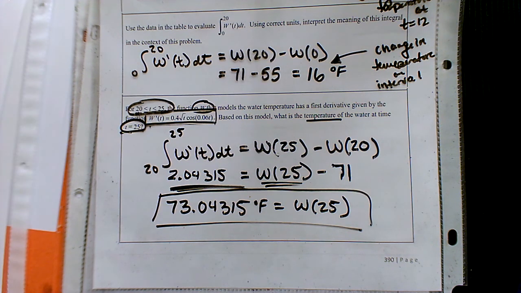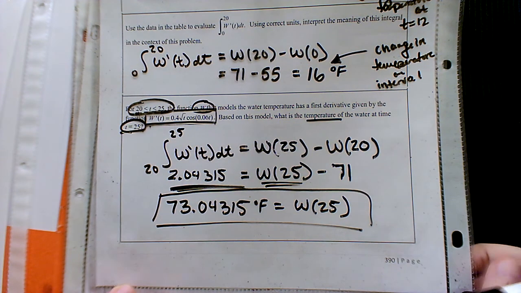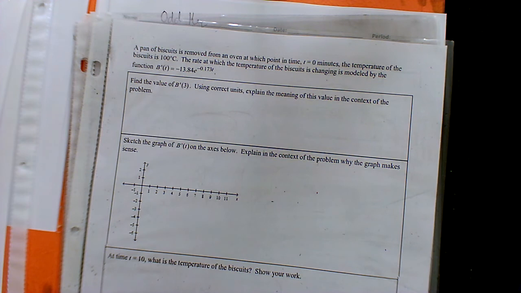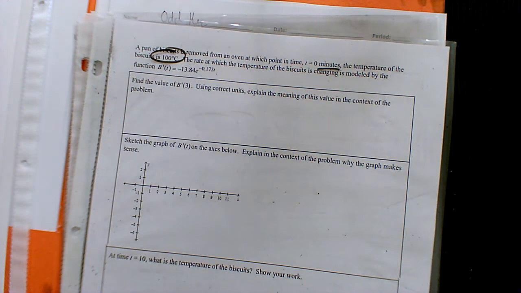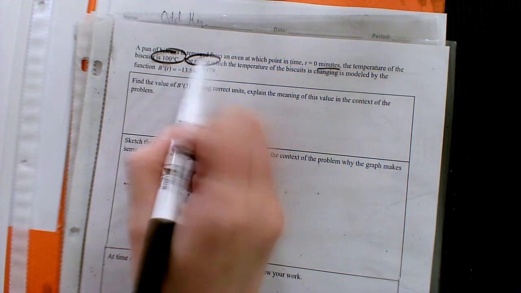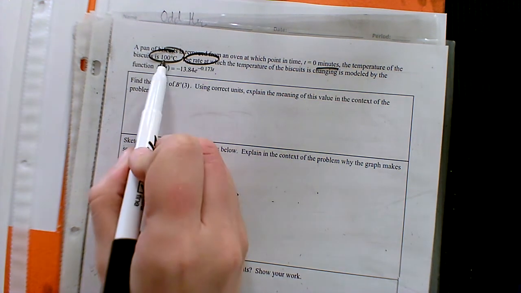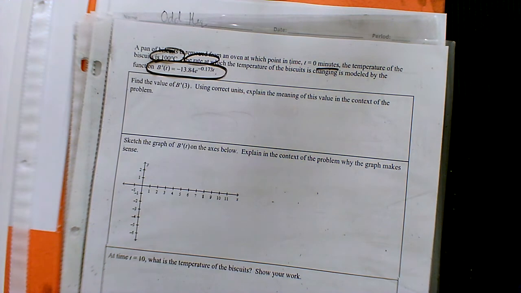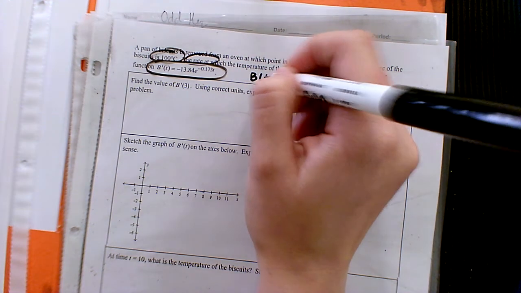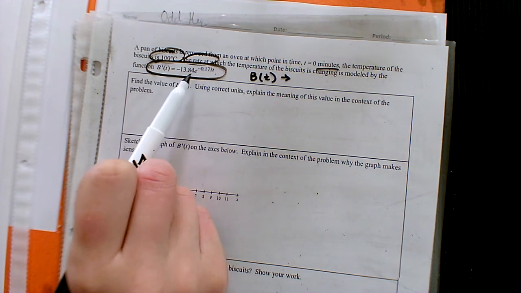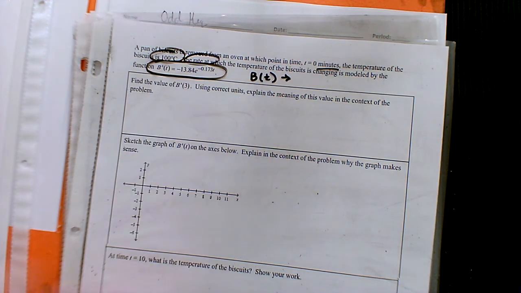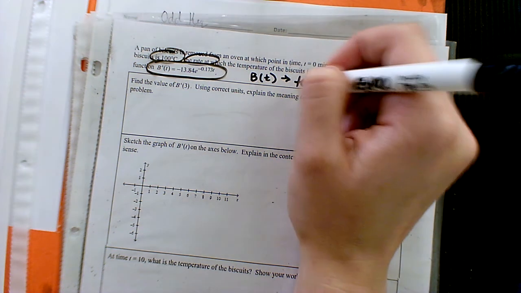We doing okay so far? All right. Let's check out another scenario. A pan of biscuits is removed from an oven, at which point time 0 is measured in minutes. The temperature of the biscuits is 100 degrees Celsius. The rate at which temperature is changing is modeled by this B prime function. Can we perhaps list what the original B of t function represented? If this function is the rate at which temperature changes, what did the original function give us? Just temperature.